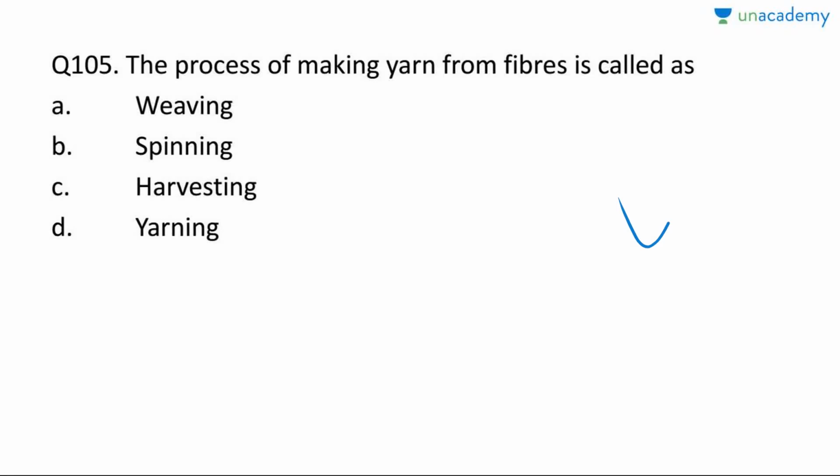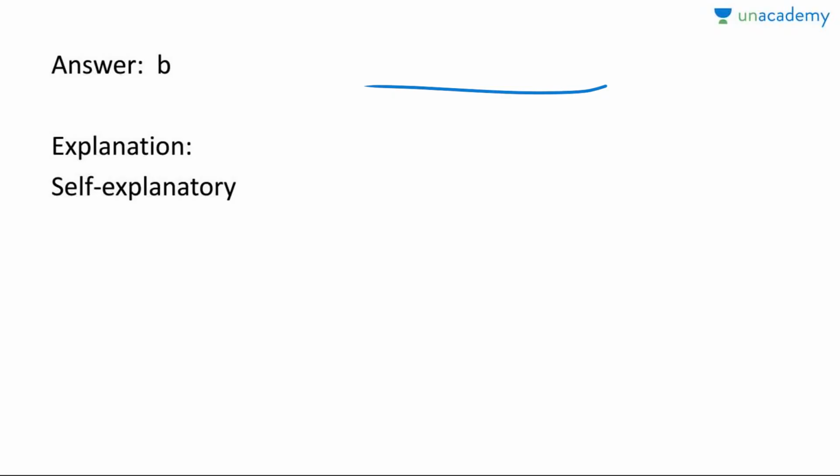And last question for this lesson is the process of making yarn from fibers is called as, so the process of making yarn from the fibers is called as spinning. So when you spin, it becomes yarn. So our answer is B. So we'll continue our discussion.